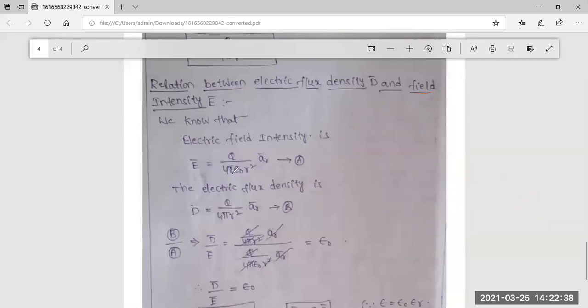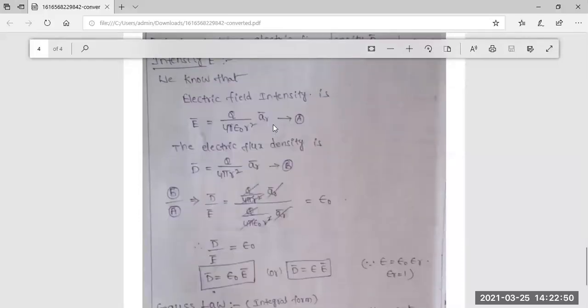Okay. So first of all, we know that electric field intensity, what is electric field intensity? E bar is equal to Q by 4 pi epsilon naught R square into AR bar. Either small r or capital R, whatever it is, all those are the distance or radial distance. Electric field intensity formula is E bar equals Q by 4 pi epsilon naught R square into AR bar. That is equation 1 or equation A.